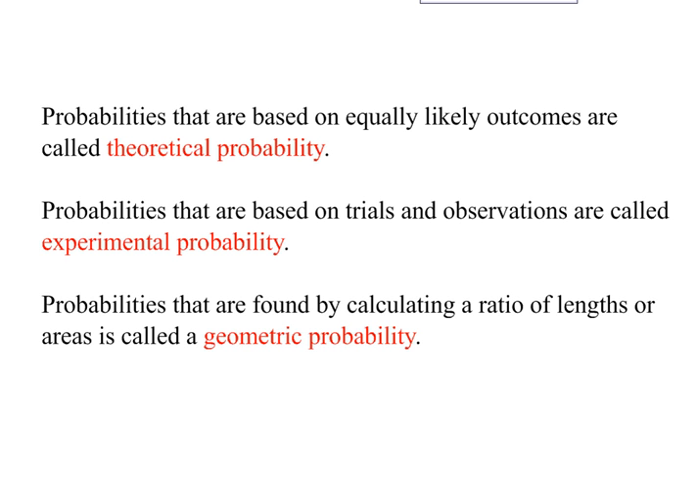All right, and we're going to define each one on this slide. Probabilities that are based on equally likely outcomes are called theoretical probability. This is the type of probability that we talked about yesterday. Examples of theoretical probability are flipping a coin, because when you flip a coin, the possibility of getting a heads is the same as the possibility of getting a tail, right? Another example is rolling a die.